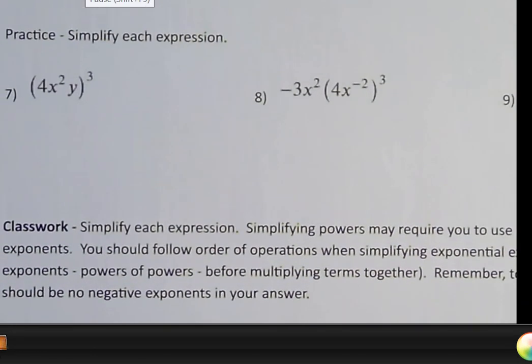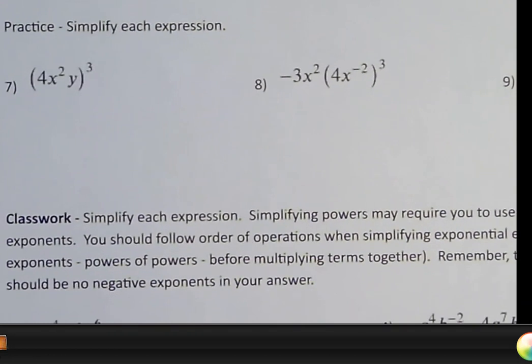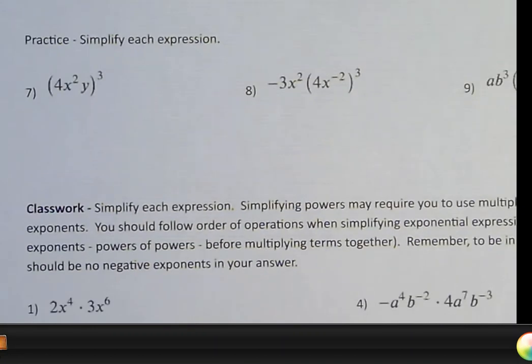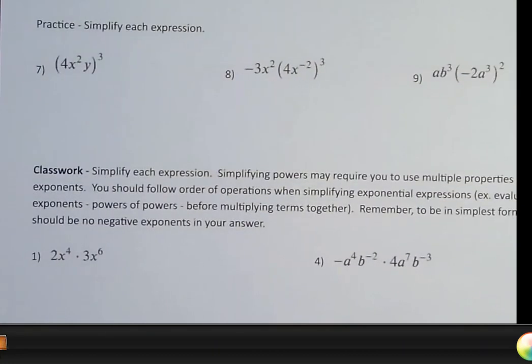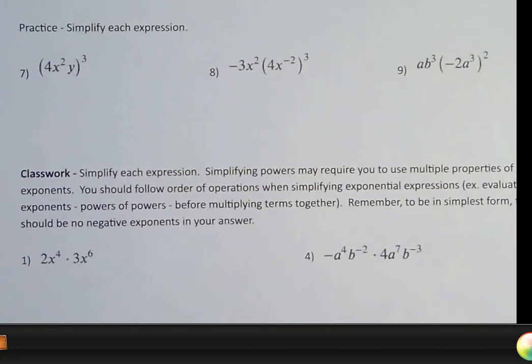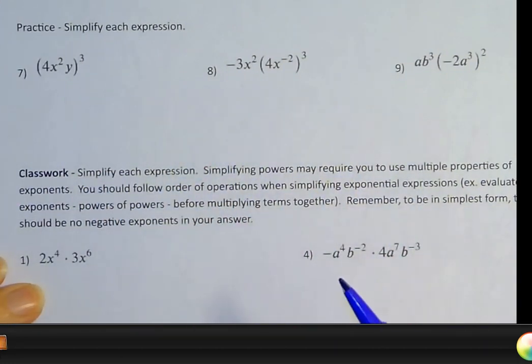Okay, we're continuing with Unit 6, Day 2. We're multiplying monomials, and we're using the laws of exponents to do that. Let me see if I can get a little better feel with my size, maybe. Okay, so we are going to practice by simplifying each one of these expressions, and we are using our three laws of the exponents that we've been talking about.